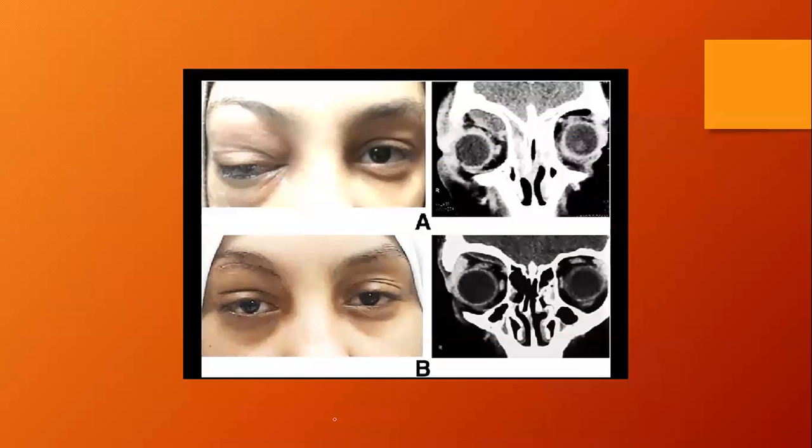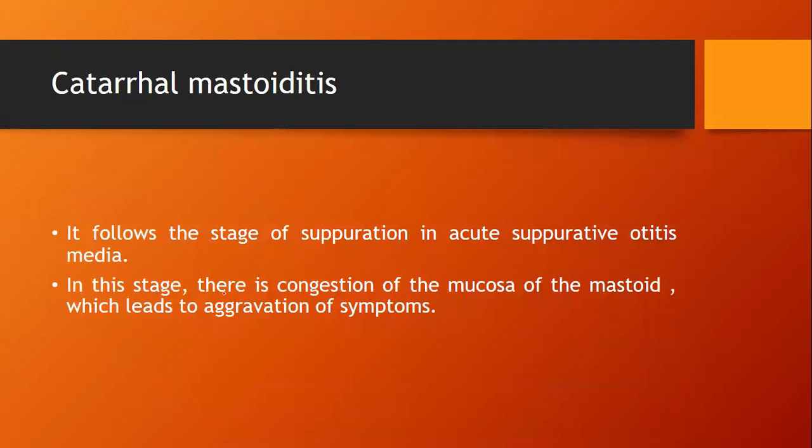Okay. So this is a picture of subperiosteal abscess. This is the beginning stage, where pus accumulates in the periauricular area. Inflammation can happen in that area. So this is the picture after the specific treatment.